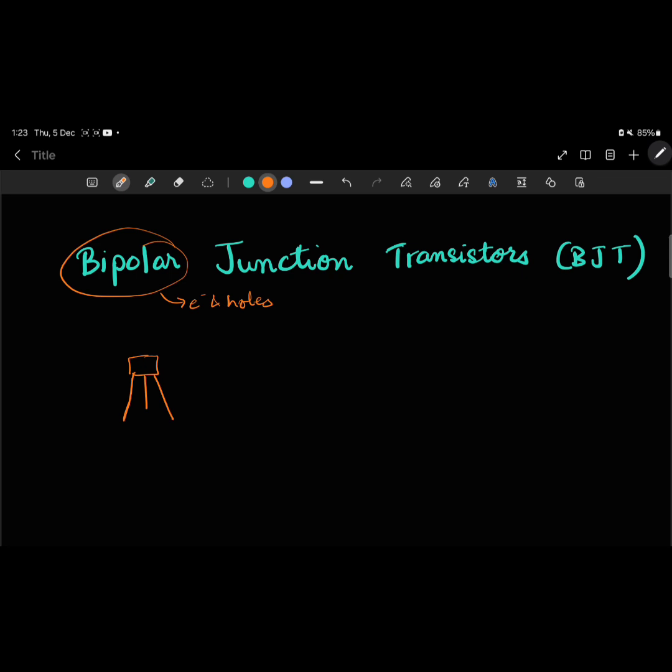This device can be used as a switch in digital circuits or as an amplifier in analog circuits. Although the field effect transistors, or FET, are more widely used in electronic industries these days, BJTs are still in use as well.